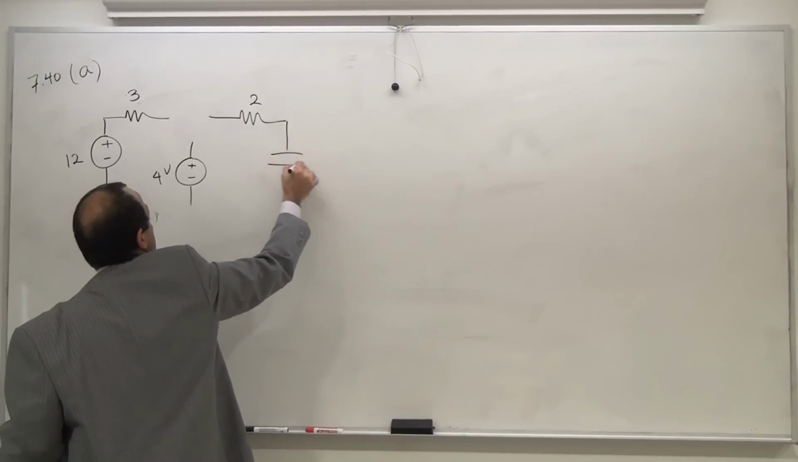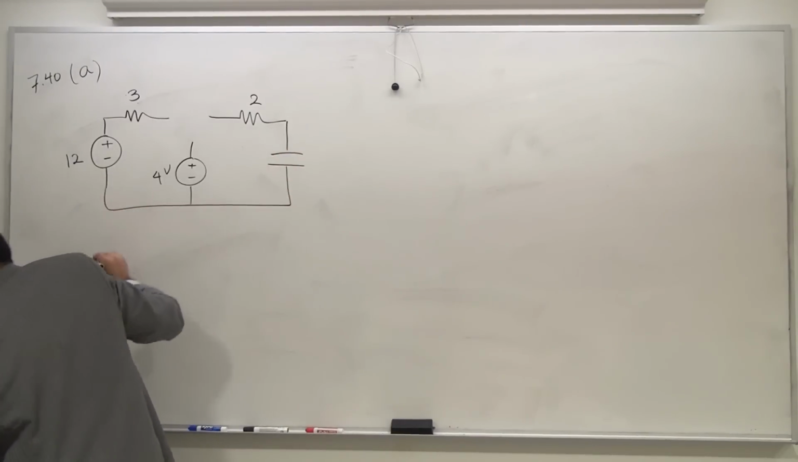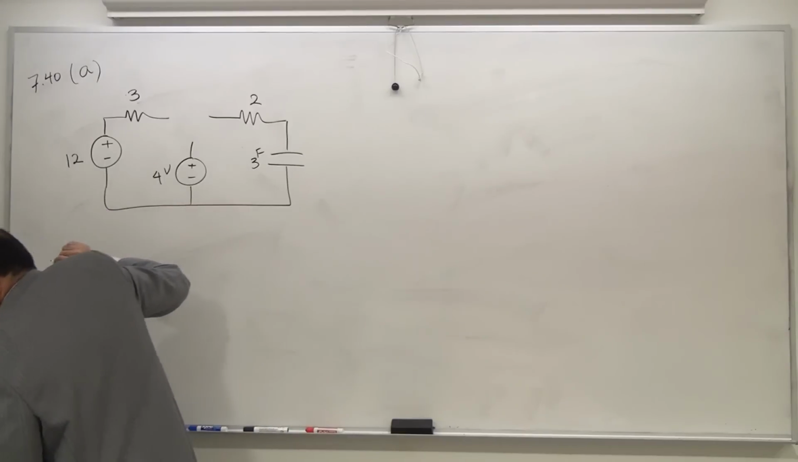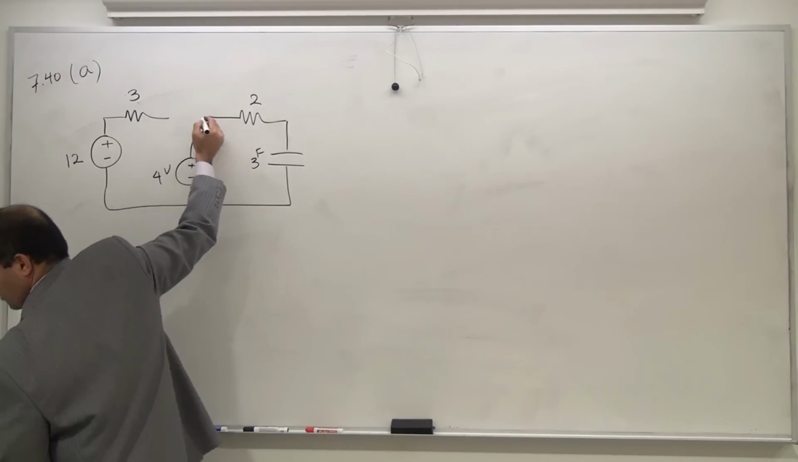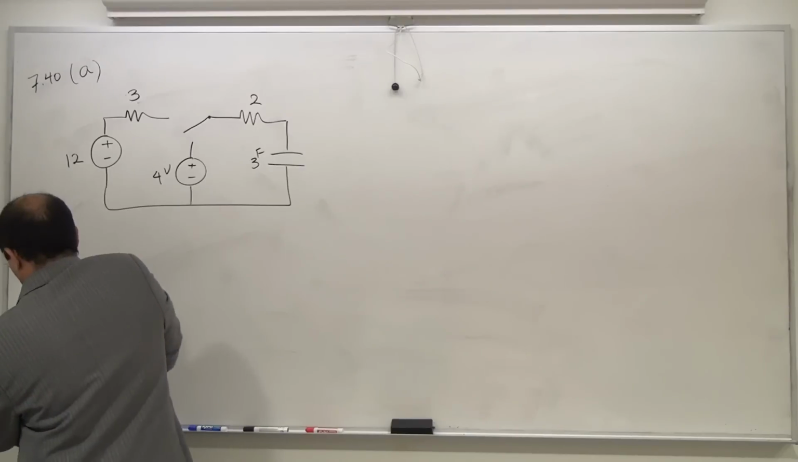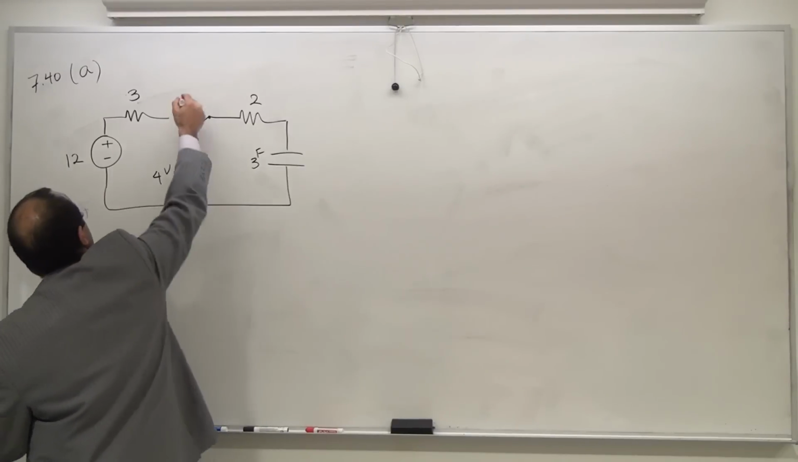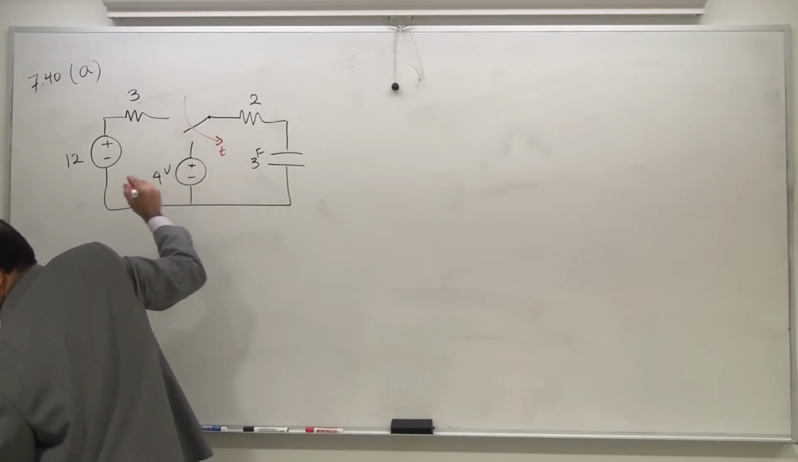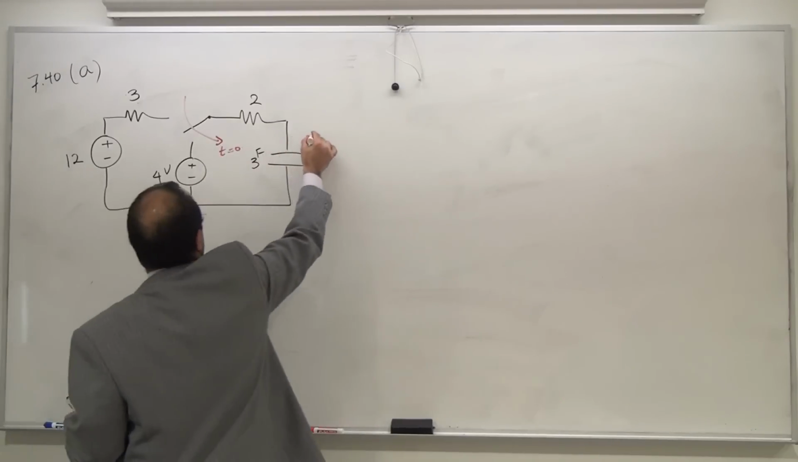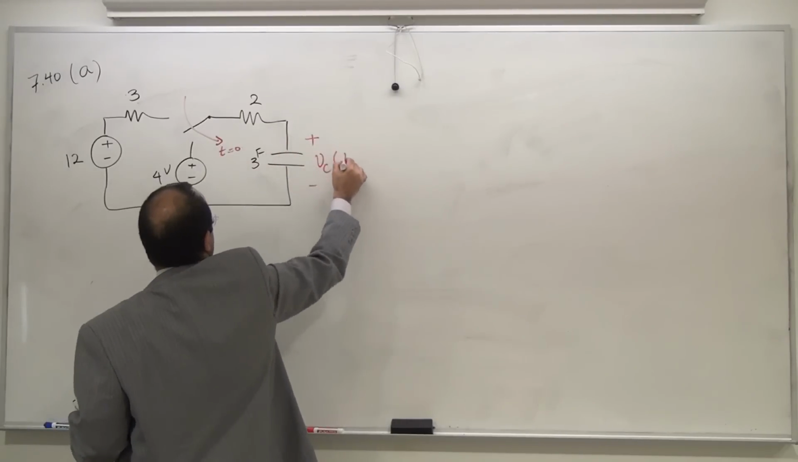and 3 farad. The switch is shown like this. T is equal to 0. And the variable of interest, funny, is the voltage of the capacitor.